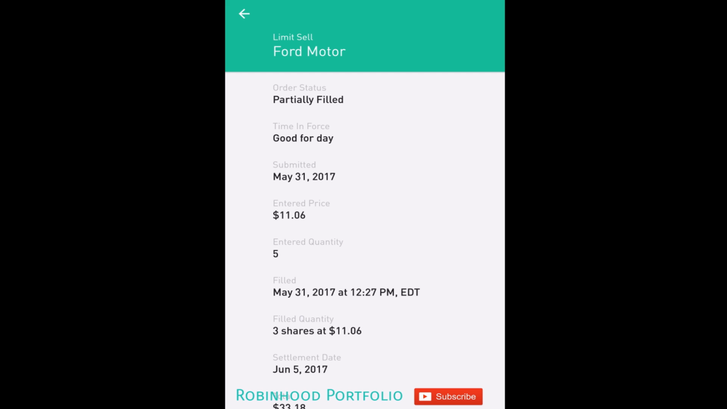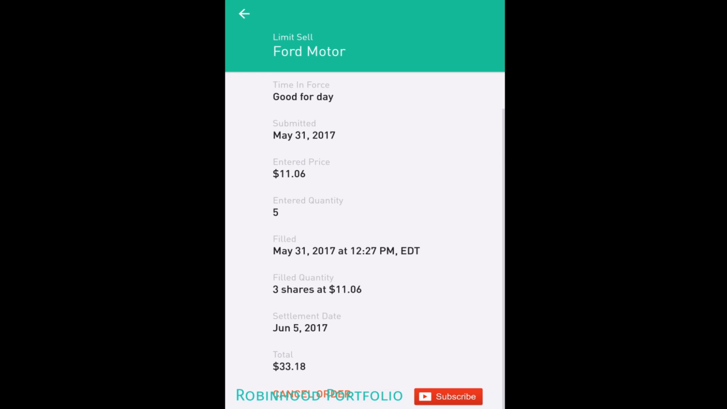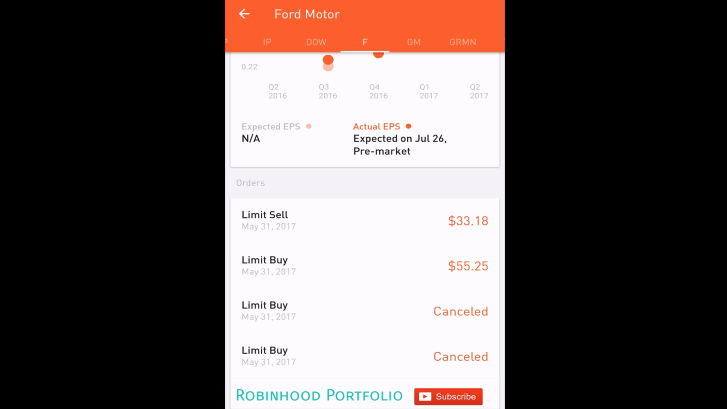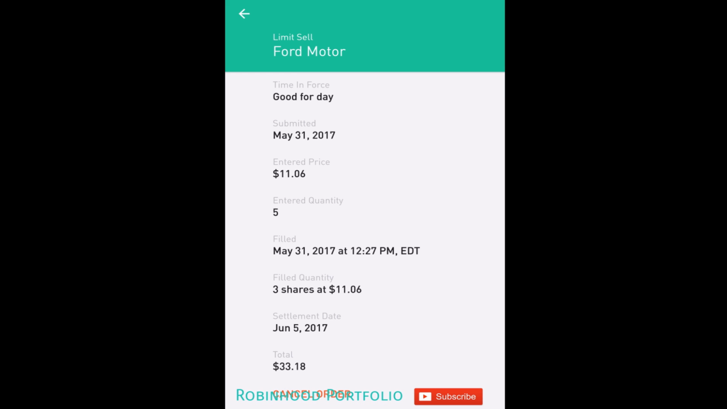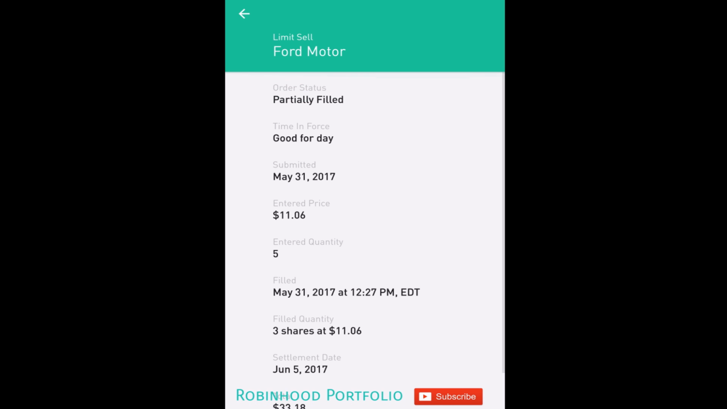Order partially filled. So order status partially filled. You can see 3 shares at 11.06. So total amount sold 33.18 here. So this is a very good example actually. You can see here that I put in 5 shares to sell, but it only fulfilled 3 shares. So it's still waiting to sell those other 2 shares. If I wanted to cancel the order, I could cancel that at this time at the bottom there with the cancel order.